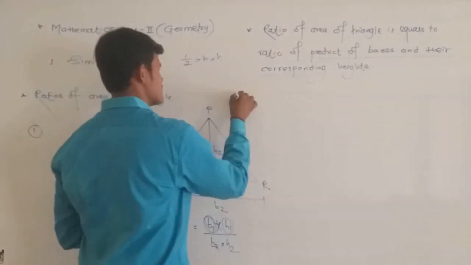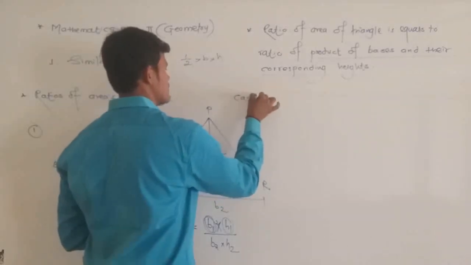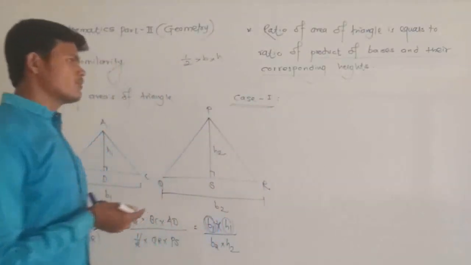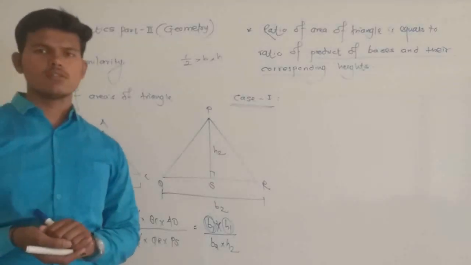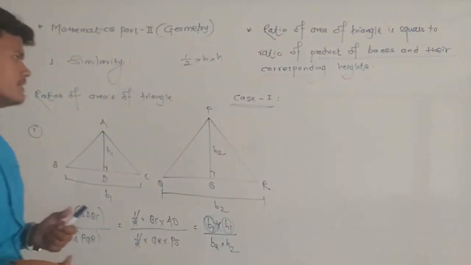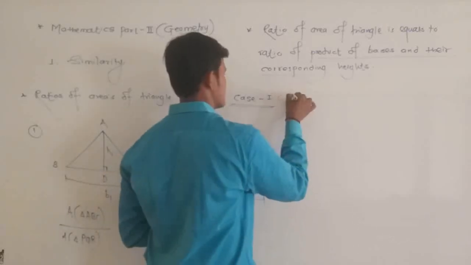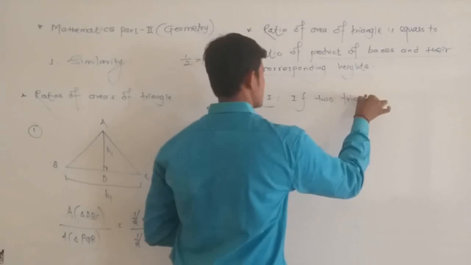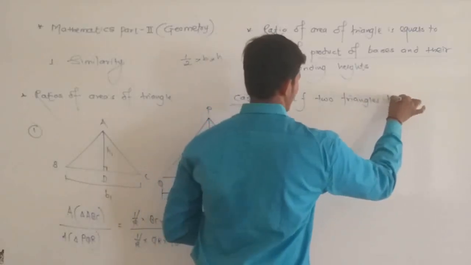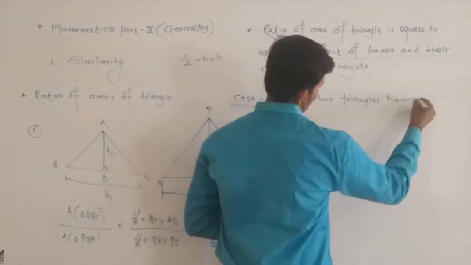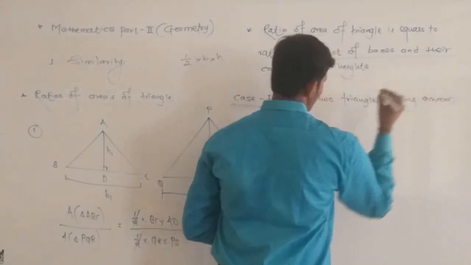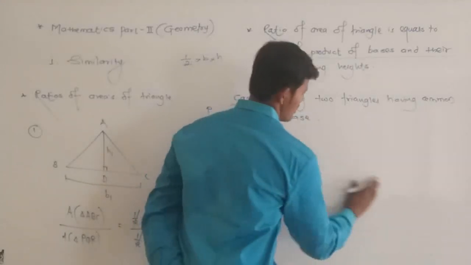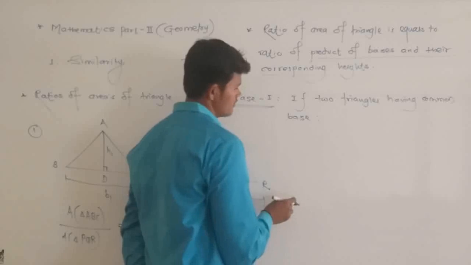So this statement has two cases. That is case number first. Now if two triangles have a common base or two triangles have the common height. The first case is two triangles having common base. So let's draw two figures with common base.